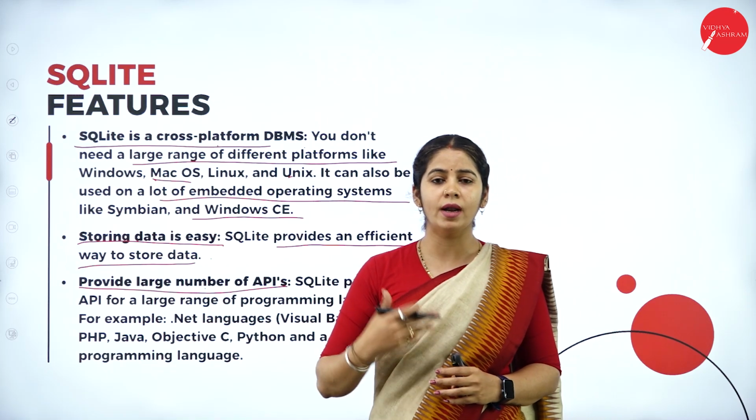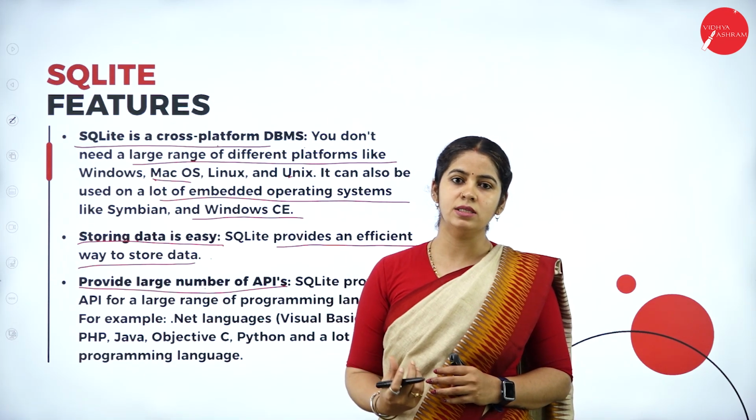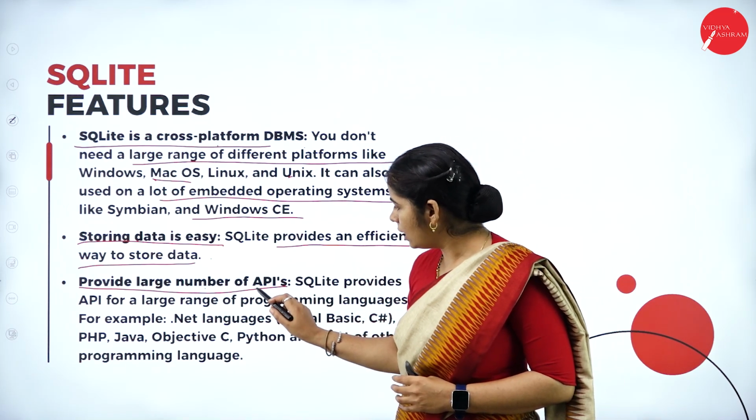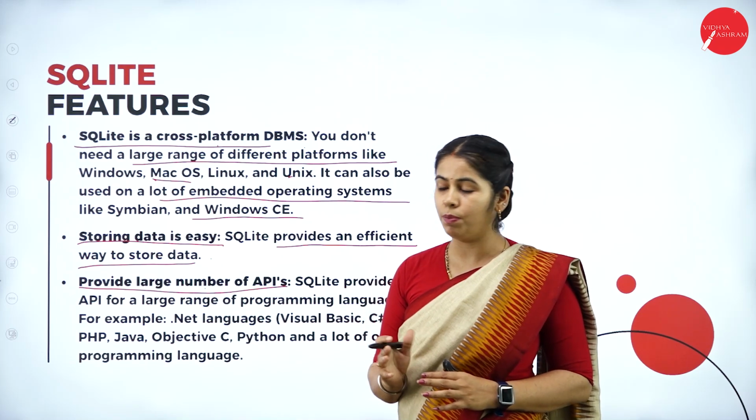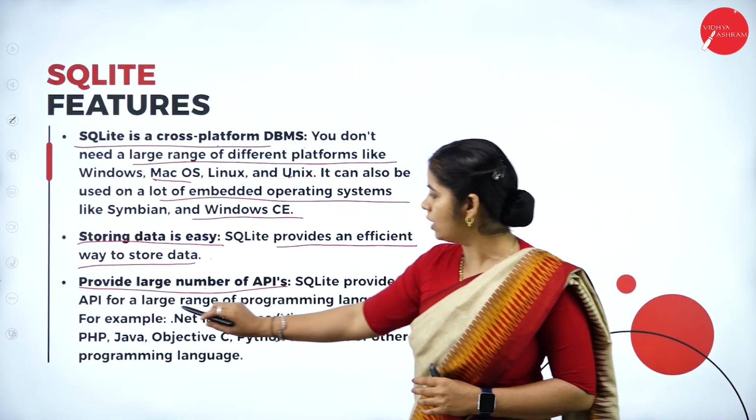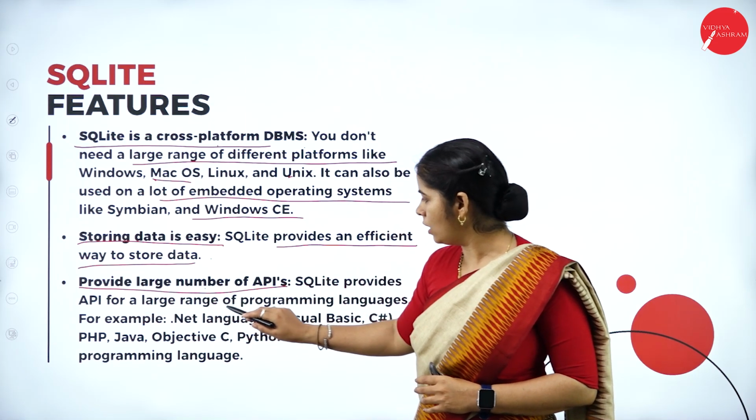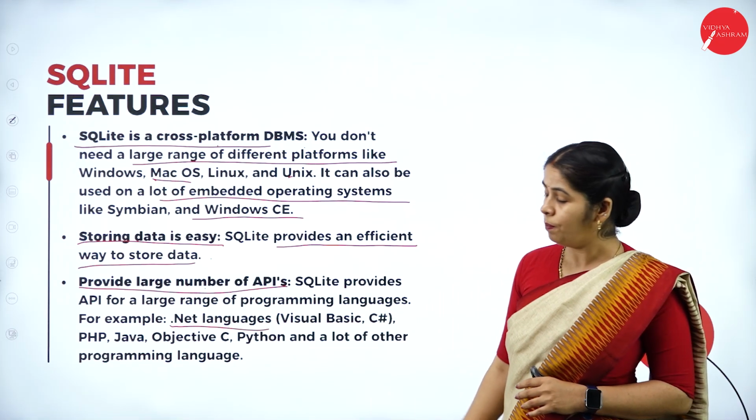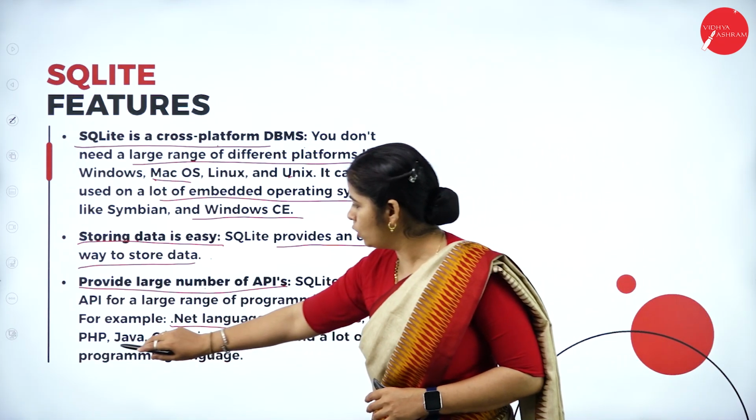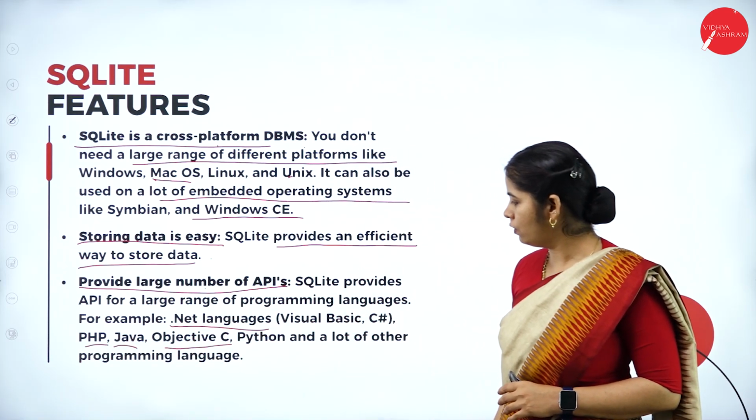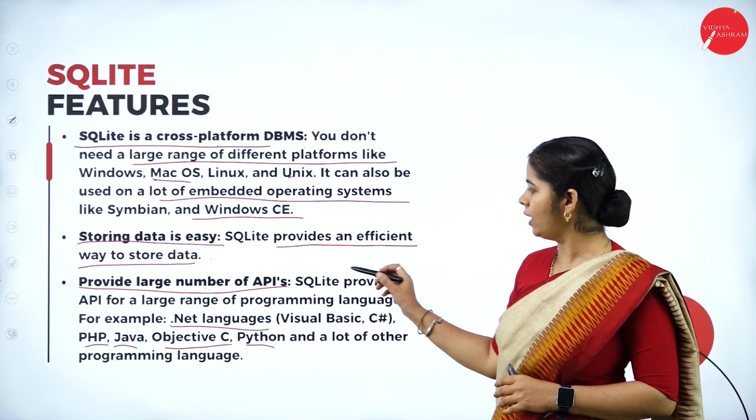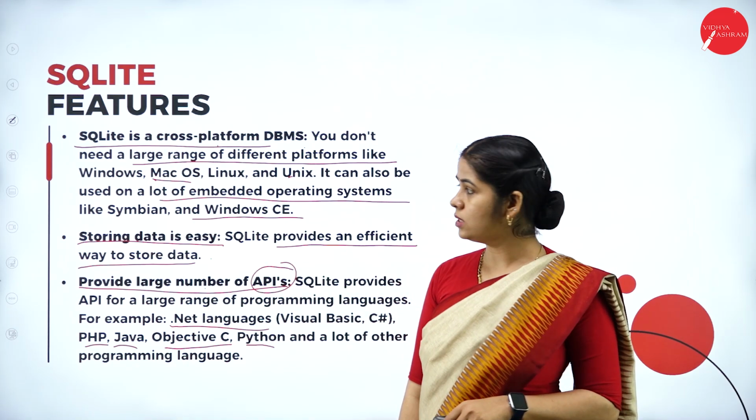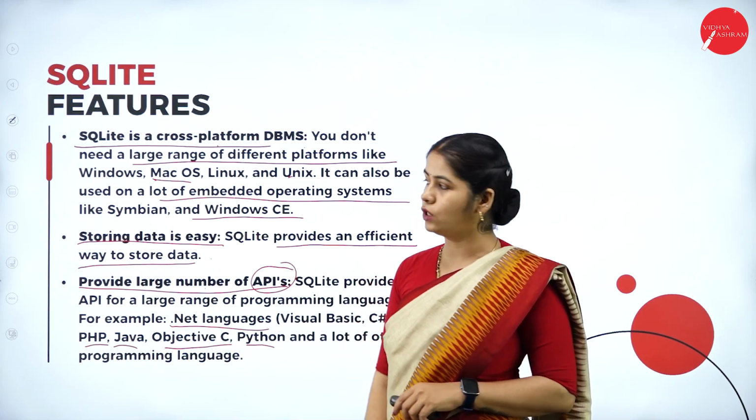What is an API? When we are putting in the query and getting the answers, how is this communication done? This communication is done using the APIs. Hence, SQLite provides a large number of APIs for a large range of programming languages. For example, these APIs can be used for the .NET package, or for Java, PHP, Objective-C and Python. APIs for different languages can be designed using the SQLite database management system. So these are some of the features of SQLite.